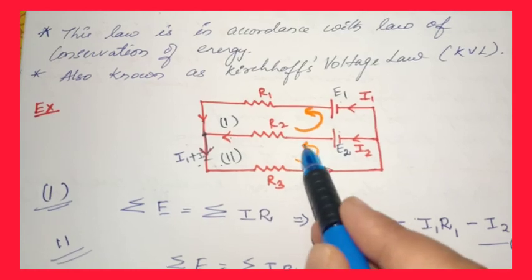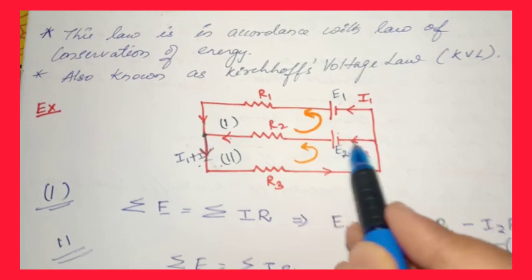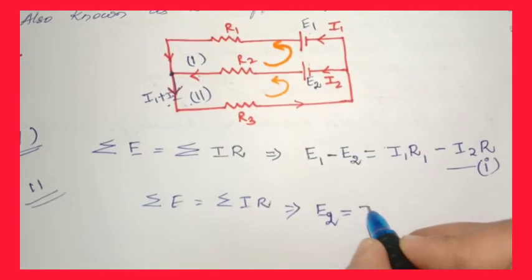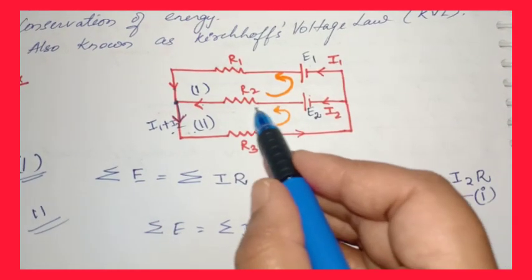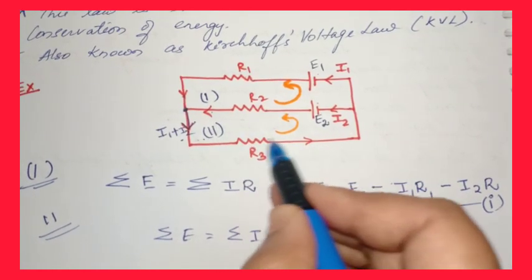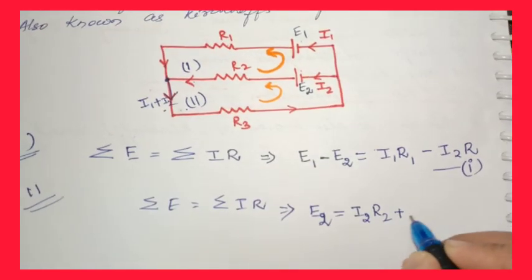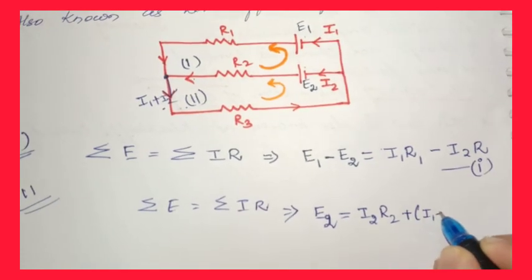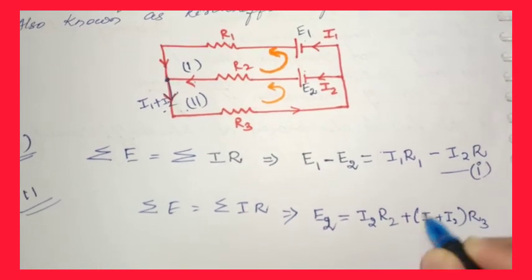So when I take my direction in the second loop, my direction is along the direction of current through R2. So that's why the product of I2 R2 will be positive. So I can write down I2 into R2. Now when I go along R3, I take my direction along R3. You can see my direction and the current direction is also the same for R3. So here again the product of current and resistance will also be positive. So the current is I1 plus I2 flowing through R3. So this is my I1 plus I2 into R3.